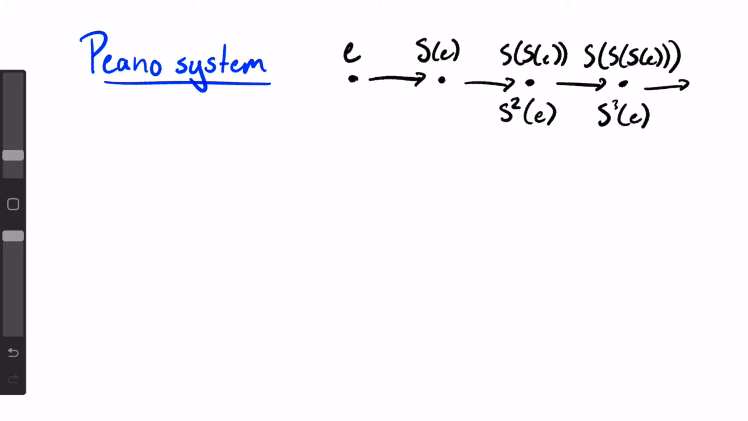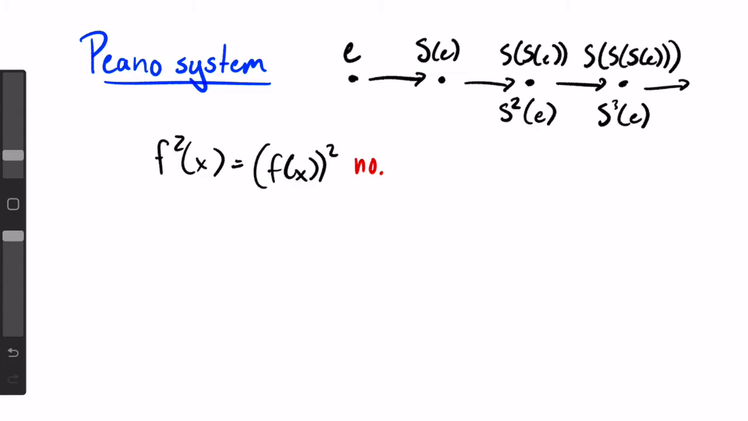This might be confusing because usually in algebra f2 of x means f of x squared, but since in set theory the concept of next is much more important to us than the concept of squared, we are going to overwrite that notation and use it this way. So e, s of e, s2 of e, s3 of e, etc.